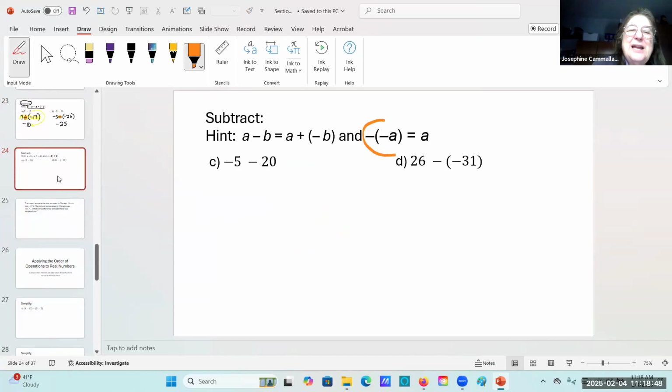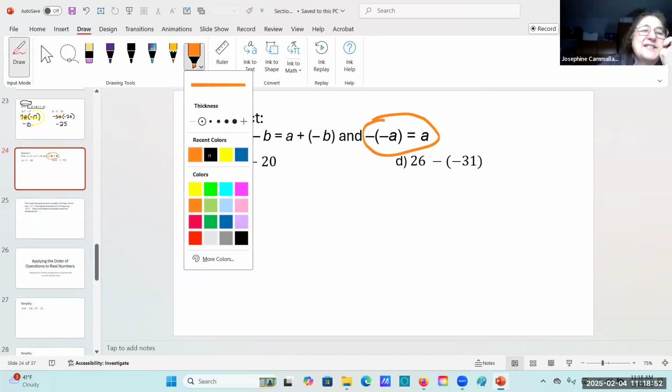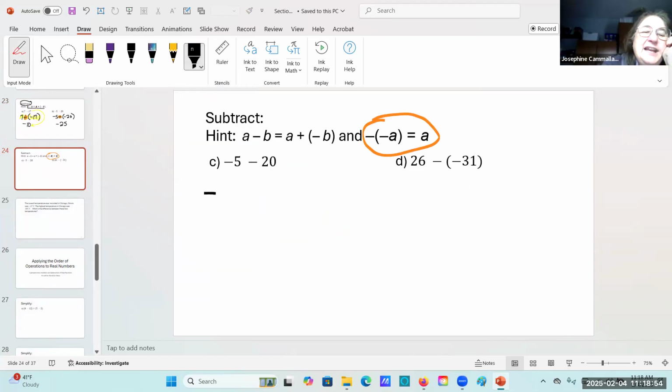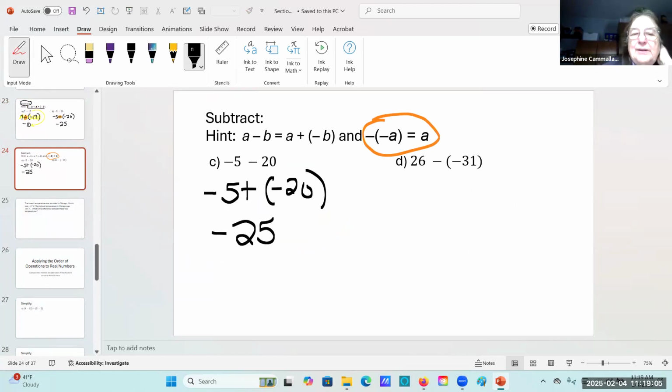Okay, now this is where we got to be careful. Okay. This is saying negative 5 plus a negative 20. This is going to give me negative 25. But this is where you have to be careful, right here. See that orange?